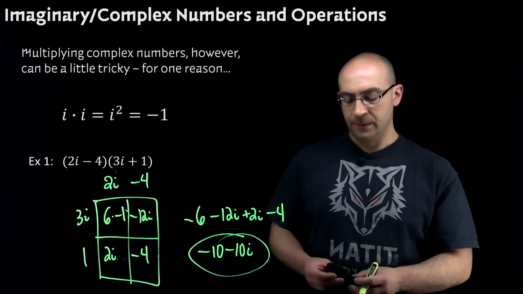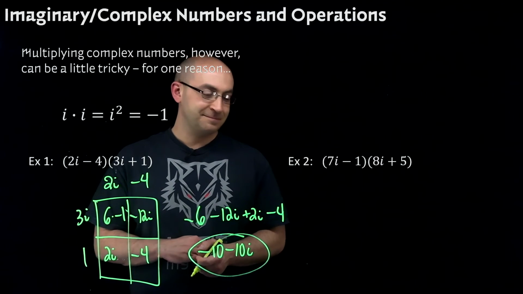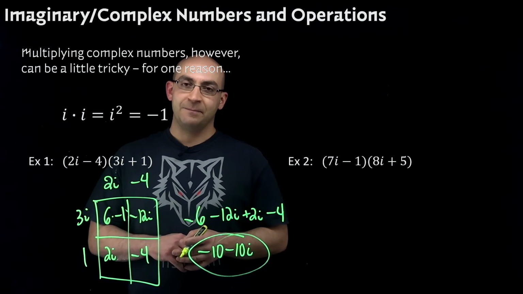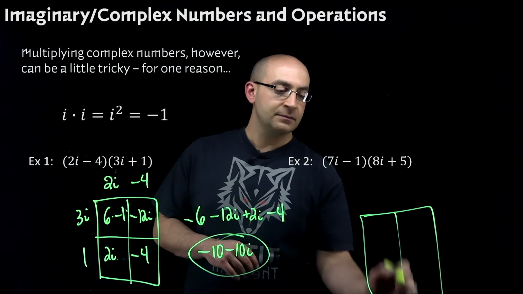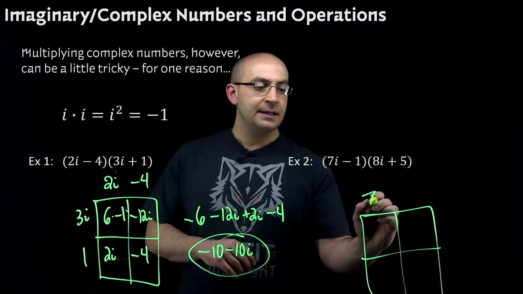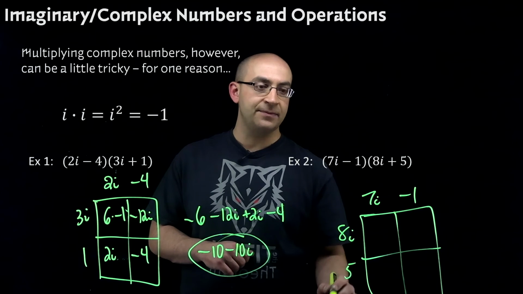Why don't you try one on your own? You can go ahead and pause me, and I'll be back in a second. All right, let's see what we got going on here. I'll draw my trusty square area model. 7i minus 1, 8i plus 5.